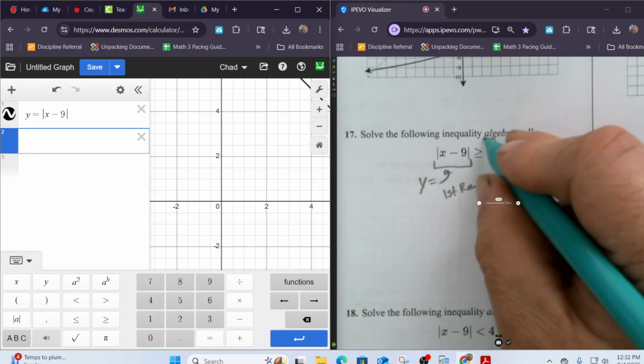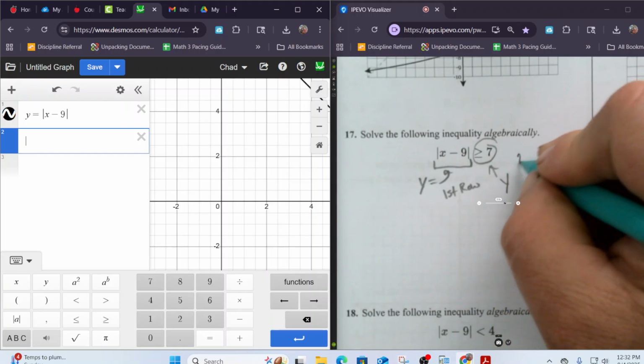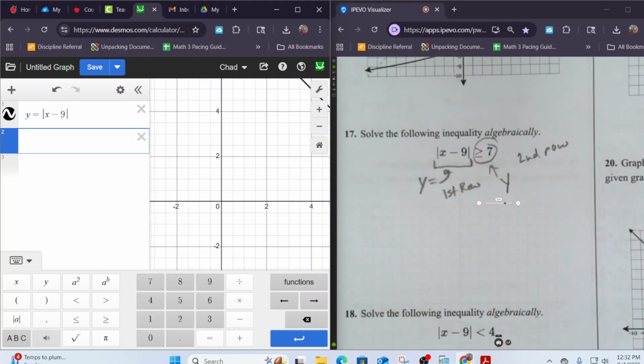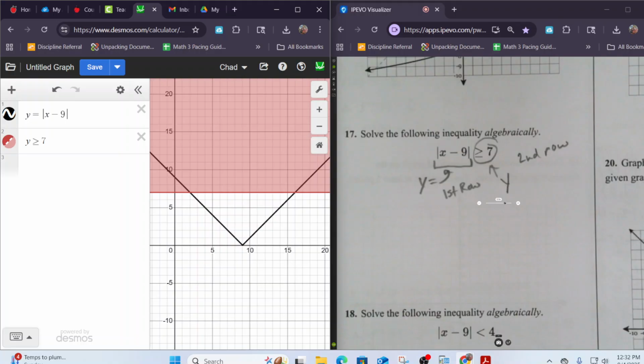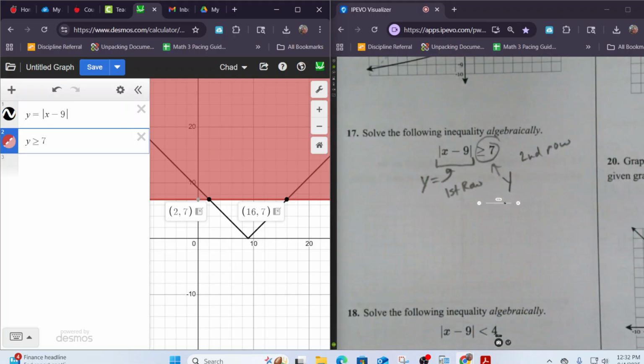All right, and then in the second row, remember, if it's an inequality, you're going to put the inequality that you have. Okay, so get your numbers. So my numbers there are 2 and 16.